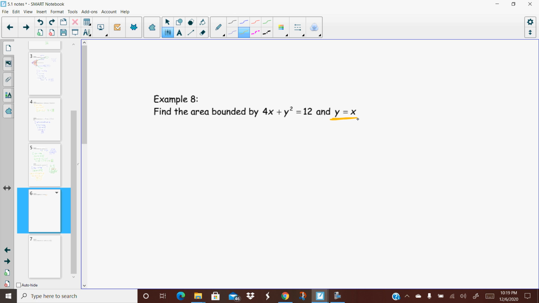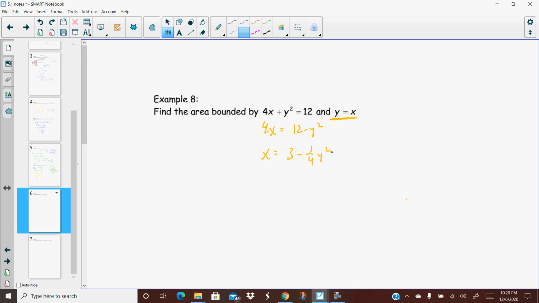You want to try and solve for x because it'll be a parabola which opens to the right. So we want to solve that first equation for x. So we'll have 4x equals 12 minus y squared. And then we're going to divide each piece by 4, so we get x equals 12 divided by 4 is 3. Y squared divided by 4 you can write as y squared over 4 or 1/4 y squared.